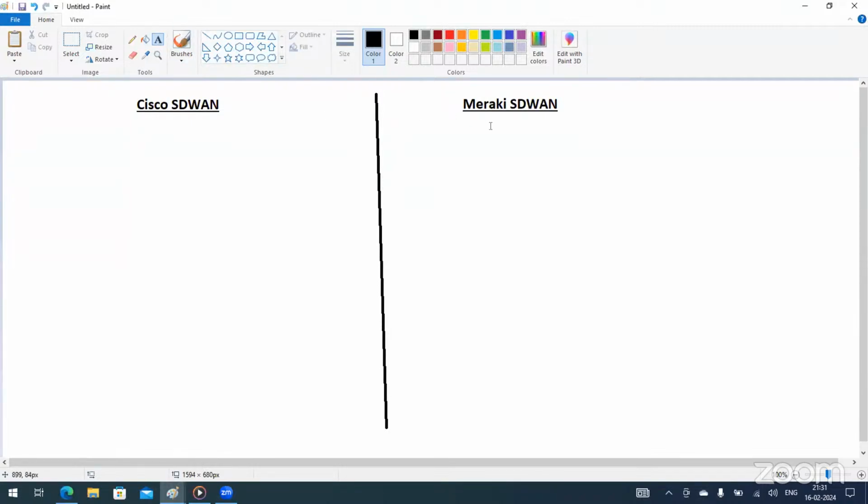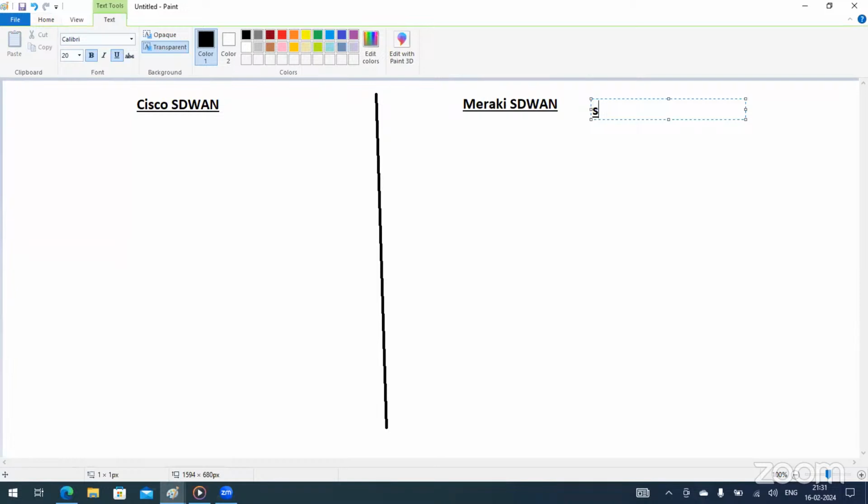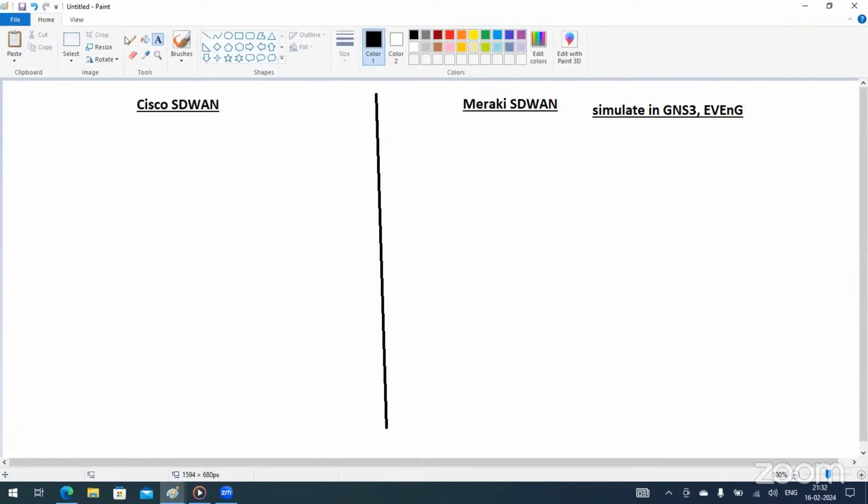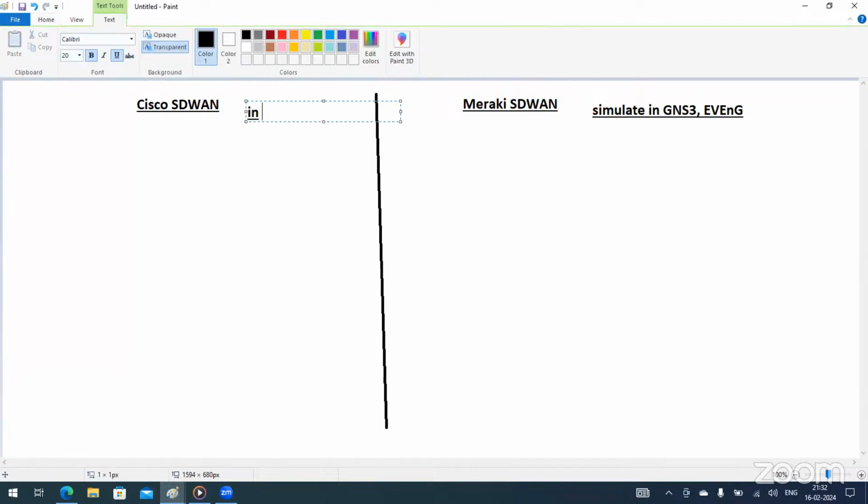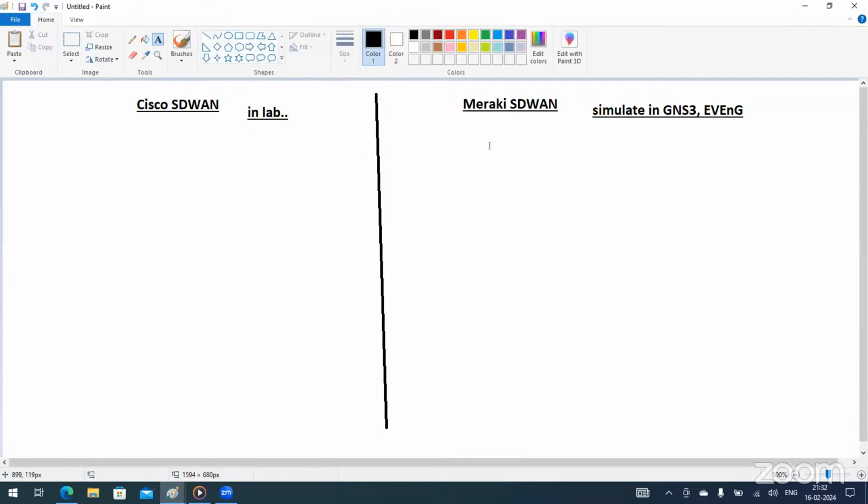The problem about Meraki SD-WAN is that you cannot simulate it in simulators like GNS3 or EVE-NG, etc. This is the problem with Meraki. You can simulate Cisco SD-WAN in a lab, just like Cisco routers, Juniper routers, switches, we can simulate in lab GNS3, EVE-NG, Packet Tracer. Meraki is not feasible. For Meraki, you would need physical boxes to practice. So this is one of the key challenges with Meraki.